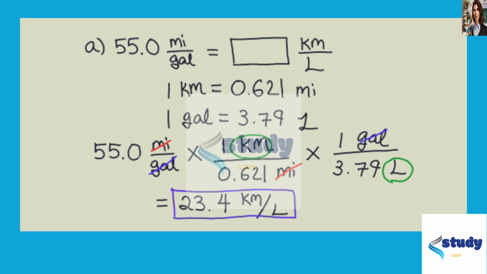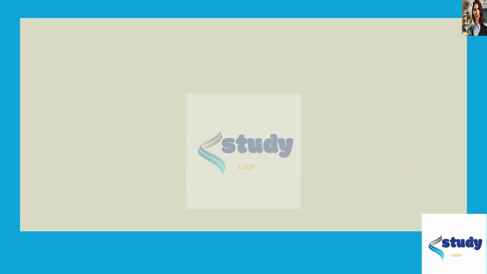Now just a note that 55.0 has 3 significant figures. So my conversion rate here, along with my answer, they all have 3 significant figures. Okay, so let's look at the next part.